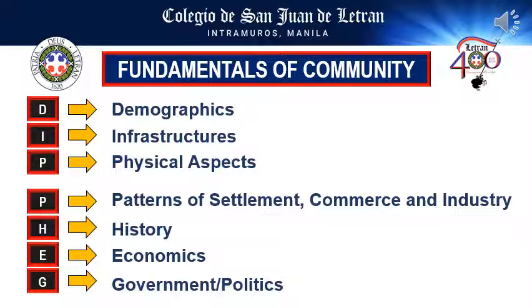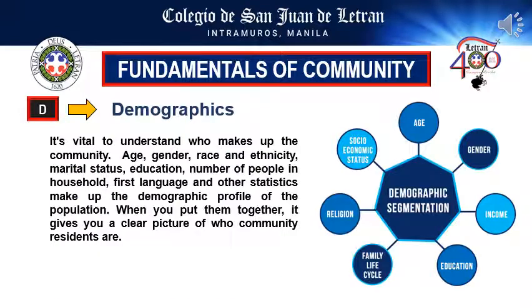D stands for demographics, I for infrastructure, P stands for physical aspects, P stands for patterns of settlement, commerce, and industry, H for history, E for economics, and lastly G for government or politics. First, let's talk about demographics.